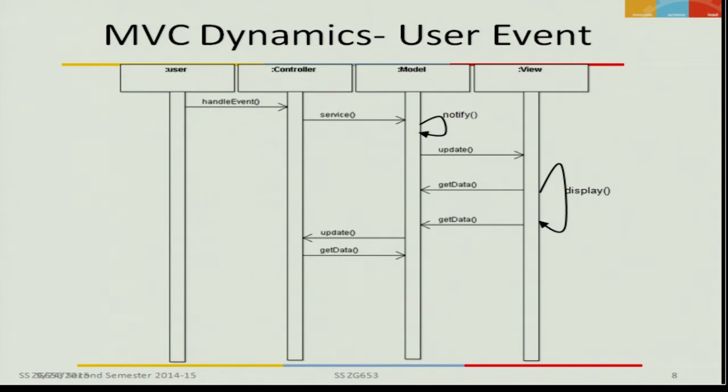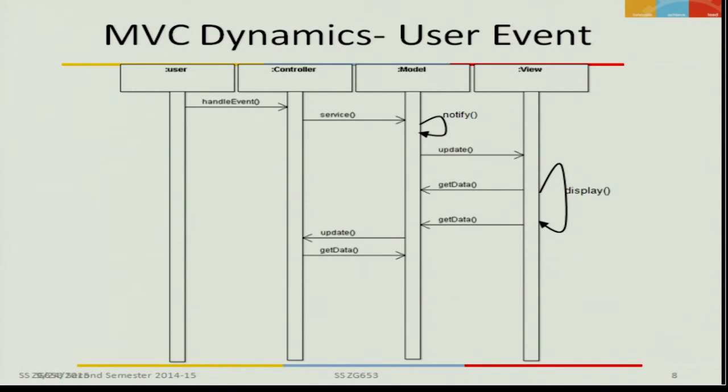Controller in turn calls a method called service, and then if you remember that the controller also controls the model, so therefore it calls the model. So model, what it does, it makes a change if it is required in the data. Then it performs something called notify. Notify is nothing but a notification of all the registered views, and in that process it basically makes a call called update to the view.